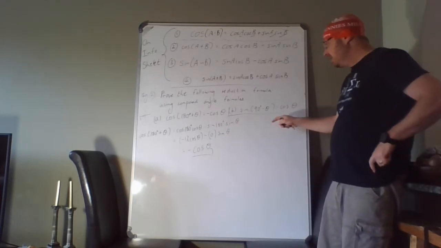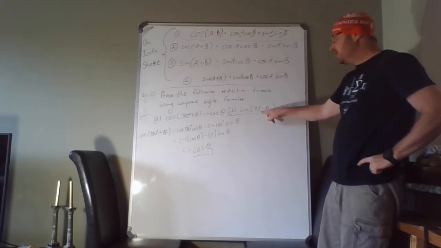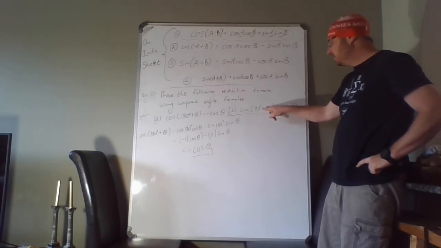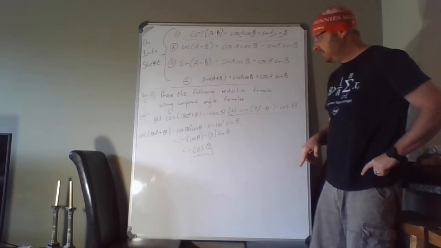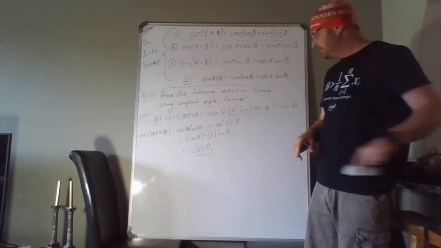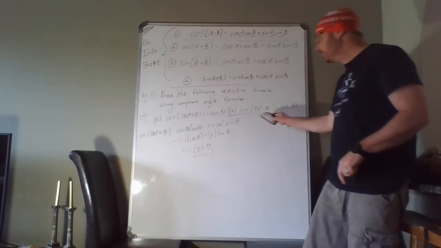Right. Then give this one a go. Try to show, using the compound angle formulas, that sine of 90 minus theta is equal to cos theta. Okay, try that one.